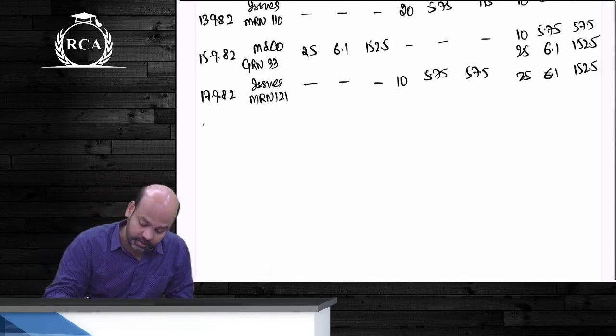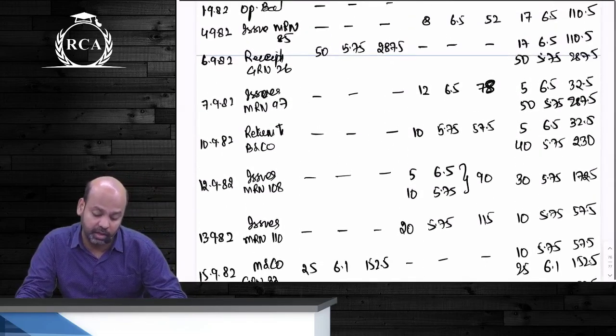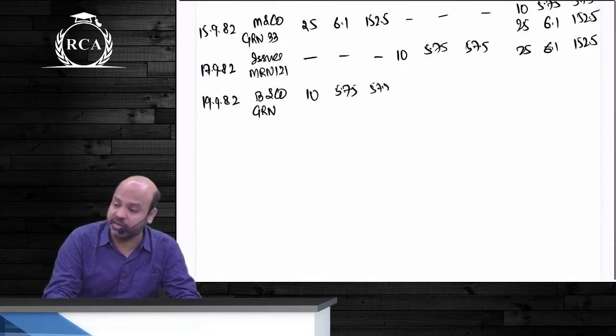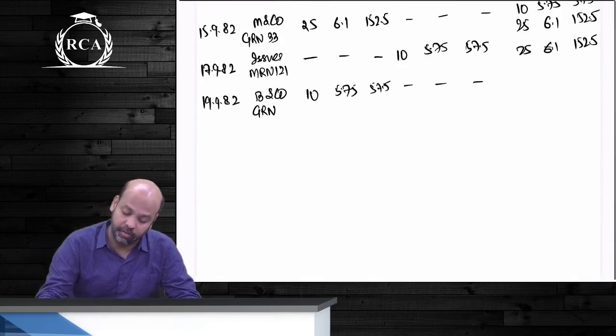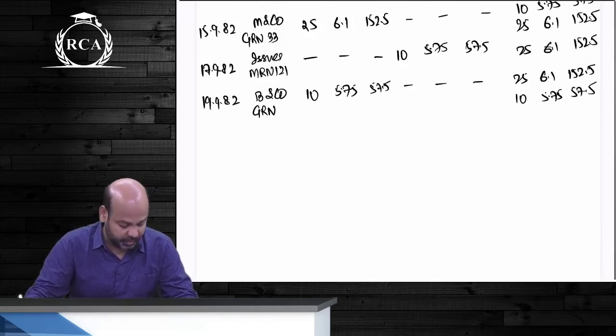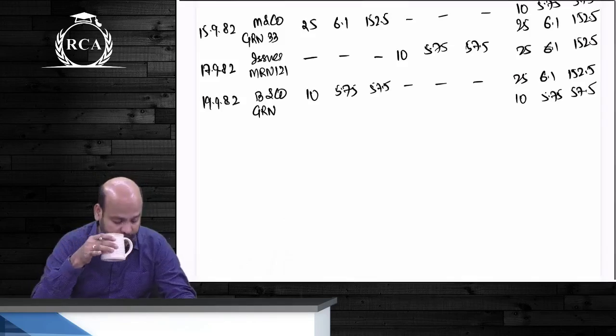After 17th, guys, 19th of September, received replacement from B&Co, guys. B&Co से जो material आया है, it should be recorded at the price at which it was originally purchased. These materials were originally purchased at 5.75, but this will be accounted as a fresh purchase. So you're going to write 25 units at 6.1, 152.5, and 10 units at 5.75, 57.5. Are we clear? Next, beta.